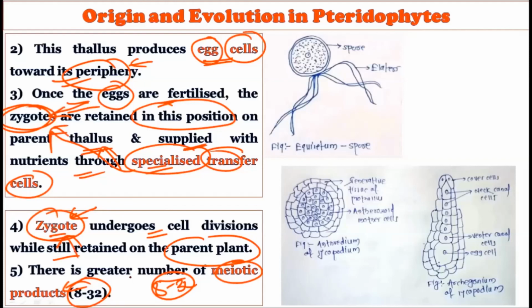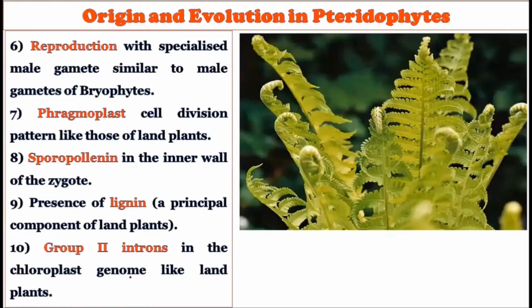This clearly indicates that the bryophytes and the pteridophytes originated from algal ancestry. So finally we have the clue about the origin of the pteridophytes: they originated from the algal stock and not from the bryophytic stock. Now consider the reproduction with specialized male gametes similar to the male gametes in bryophytes. The bryophytes show such male gametes, and similar male gametes are also shown by these algae.